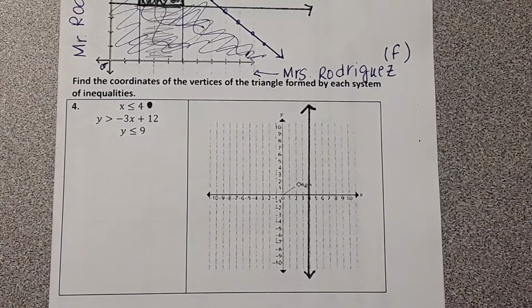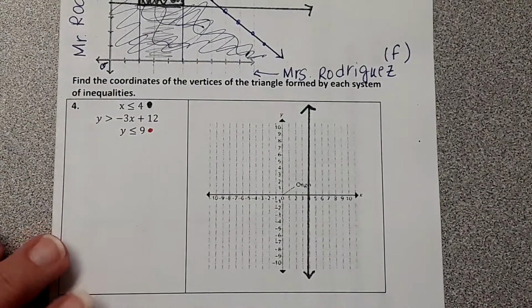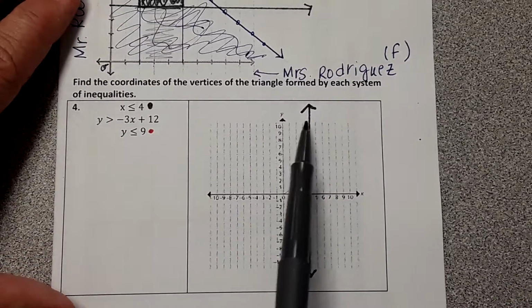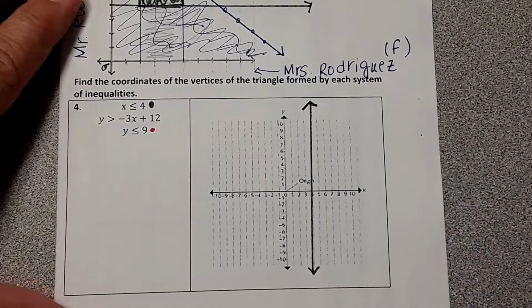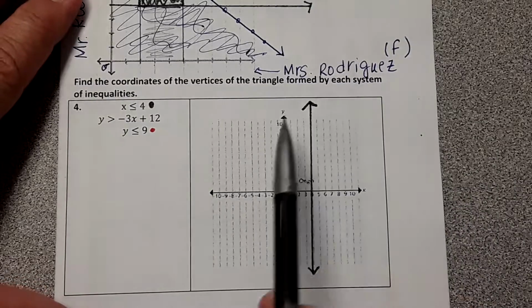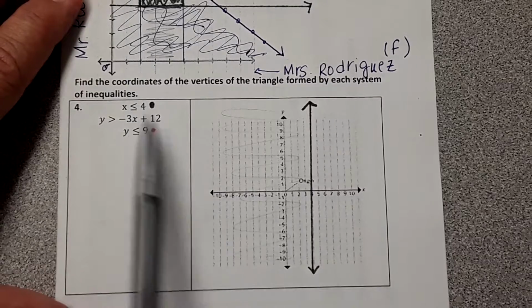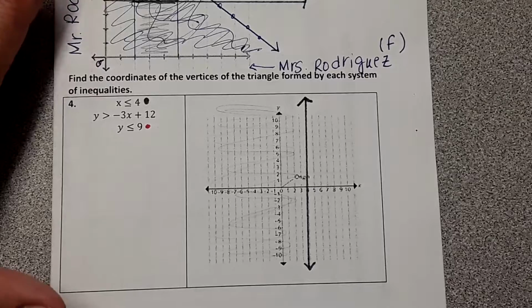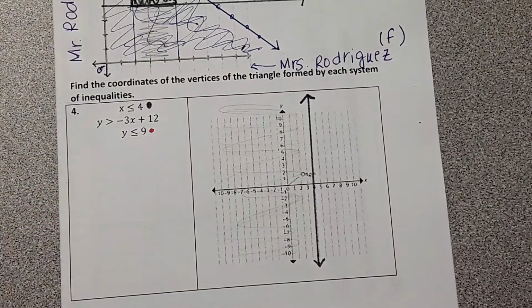Let's do y is less than or equal to 9. So x is less than or equal to 4. That means I'm going to shade this way, over here. This is where I'm shading for that one. So I shaded here for this one. Now I'm going to graph. Notice I made it just light enough that I could still see it.